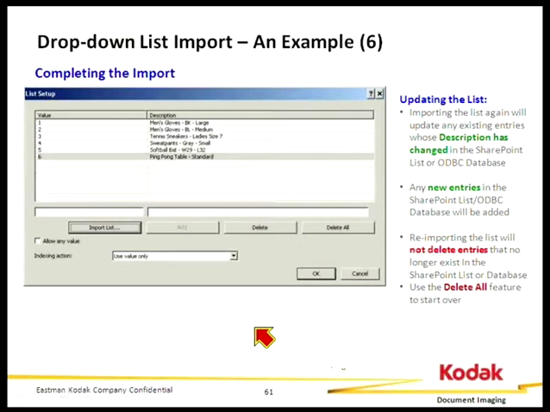Re-importing the list will not delete entries that no longer exist. So if Richard Sporting Goods has decided to discontinue 100 items, re-importing the list won't automatically delete those items. So what do you do in that case? You would hit the Delete All button, which is brand new to Capture Pro 3.0, clear out your list, and then re-import it, and then it'll bring everything back in again. But it's very fast. It's a very nice way of doing it. So that's how you update your list in Capture Pro.